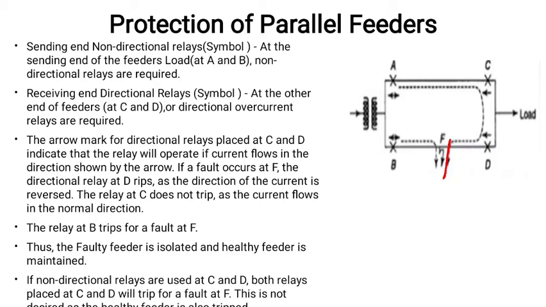At the same time, the relay at B also gets tripped. So in this feeder we are getting a fault. Because of that, the directional relay D will trip, as well as the non-directional relay, that is B. Thus, the faulty feeder is isolated and the healthy feeder is maintained. If non-directional relays are used at C and D, both the relays placed at C and D will trip for a fault at F. So this is not desired, as the healthy feeder is also tripped.